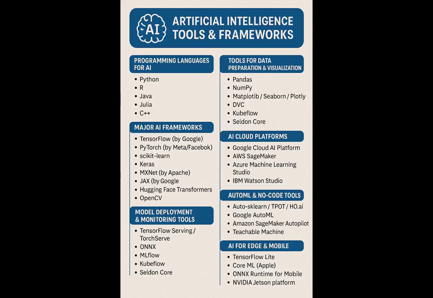6. AI cloud platforms. Google Cloud AI Platform. AWS SageMaker. Azure Machine Learning Studio. IBM Watson Studio. Features: AutoML, model training, hyperparameter tuning, monitoring, and deployment. 7. AutoML and no-code tools. Auto-sklearn/TPOT/H2O.ai, automated machine learning pipelines. Google AutoML/Amazon SageMaker Autopilot, no-code AI development. Teachable Machine, Google's simple tool to train models with a GUI.